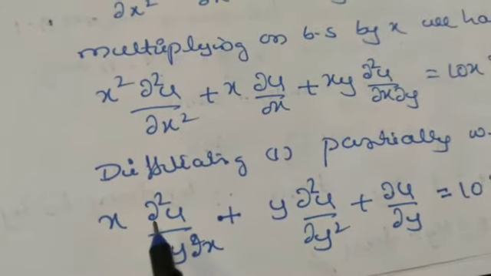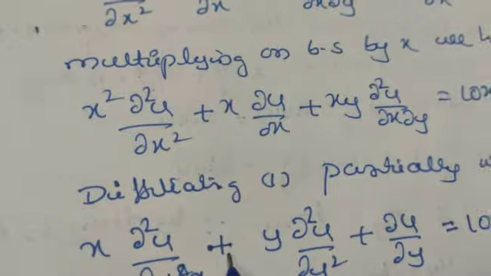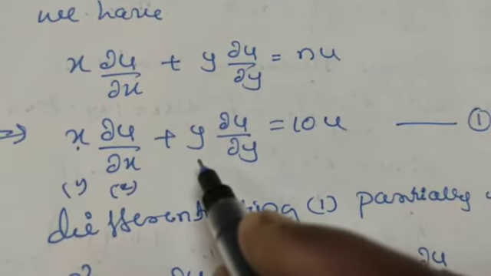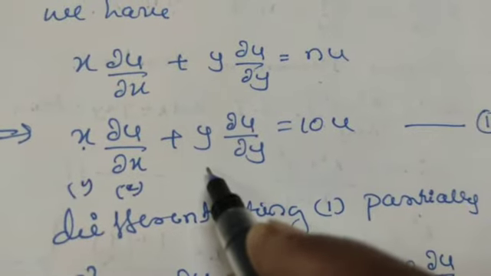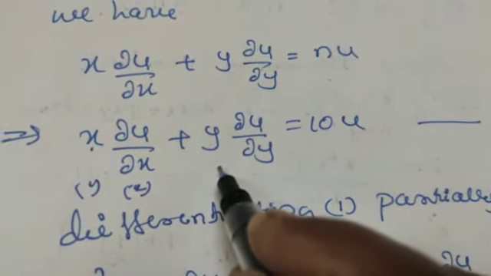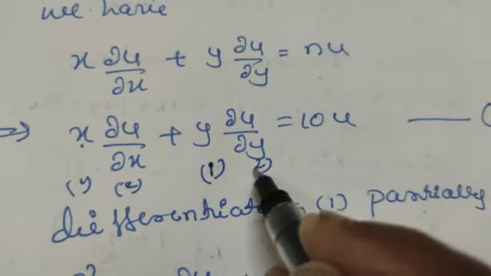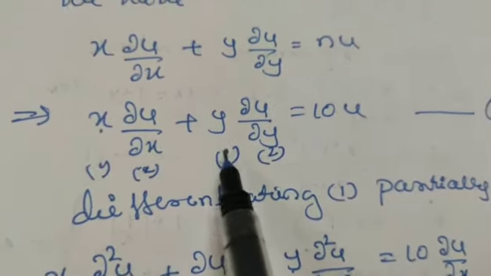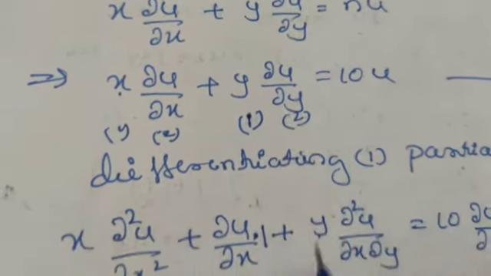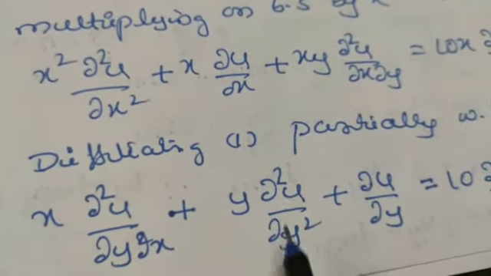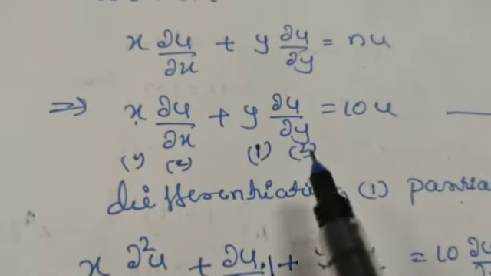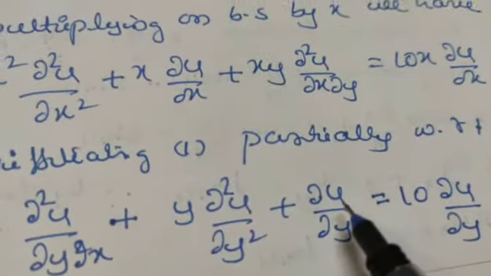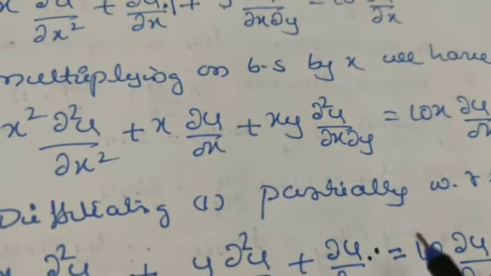x into dou 2u by dou y dou x, plus here again it is a product of two functions. Differentiating partially with respect to y, this is the first function, this one is the second function. So y as it is, first function, derivative of dou u by dou y is dou 2u by dou y square, plus second function dou u by dou y as it is, derivative of y partially with respect to y is 1. So it is into 1.